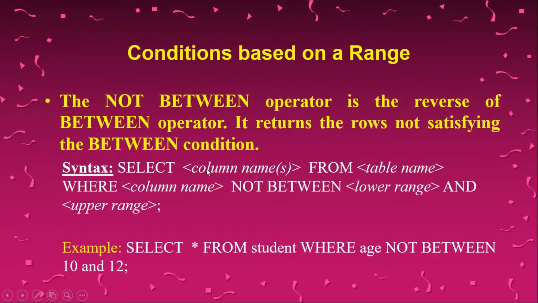What is the syntax? SELECT column names FROM table name WHERE column name NOT BETWEEN lower range AND upper range. So if you want to display the students who do not fall between 10 and 12, how will you write it? SELECT * FROM student WHERE age NOT BETWEEN 10 AND 12.